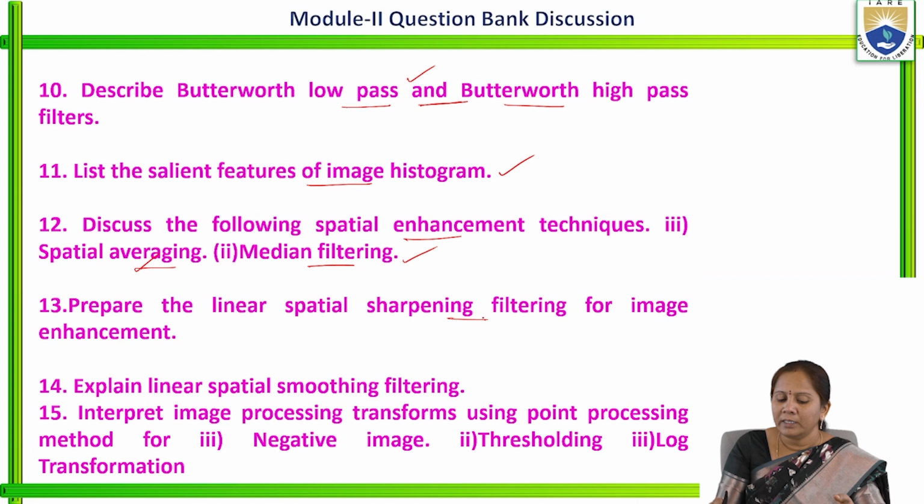So prepare the linear spatial sharpening filter for image enhancement. Explain linear spatial smoothing filters. And next, interpret image processing transforms using point processing method. One is negative image and another one is thresholding. The last one is log transformation.